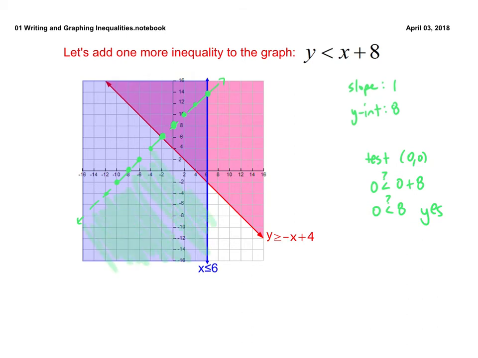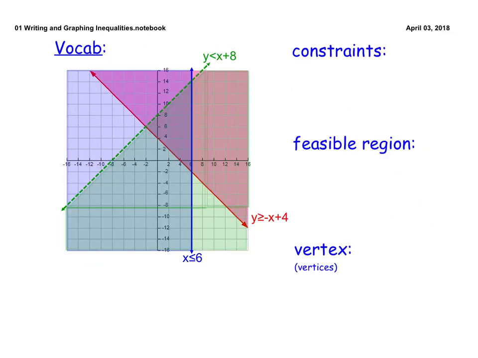And again, for those of you that have a visual sense of this, it makes a lot of sense that we would shade below this line, and that would include the point 0, 0. So it looks like this. I'm going to go ahead and go to the next slide, which will show a nicer picture of all of that. Okay, so here we have all three of our constraints.